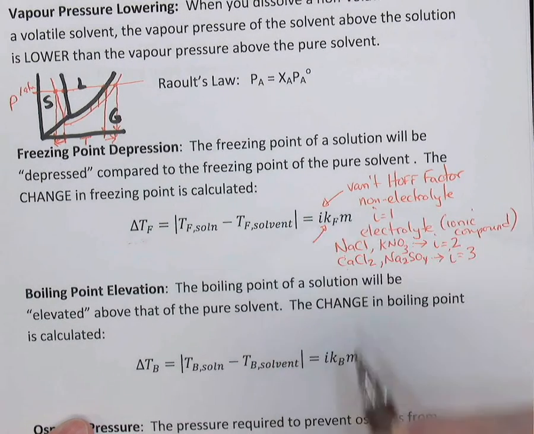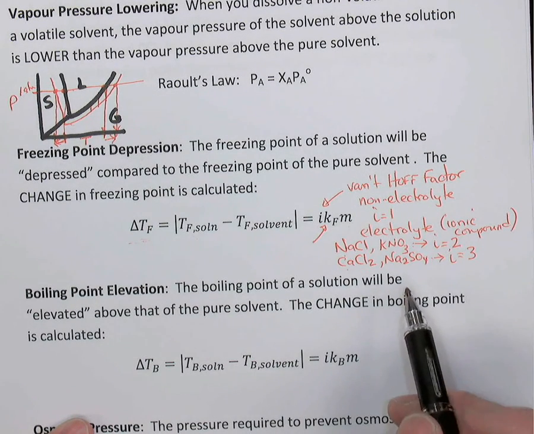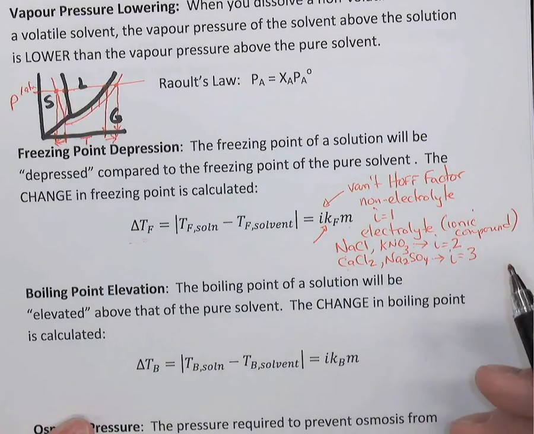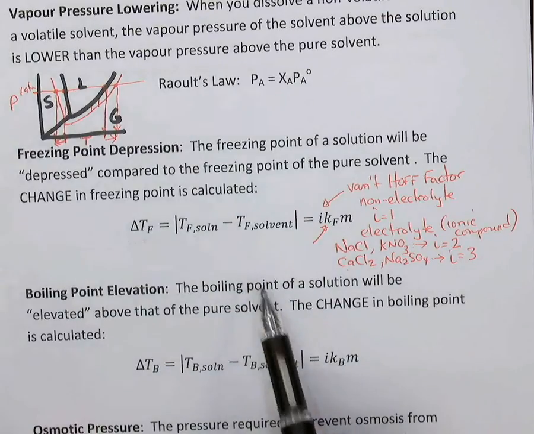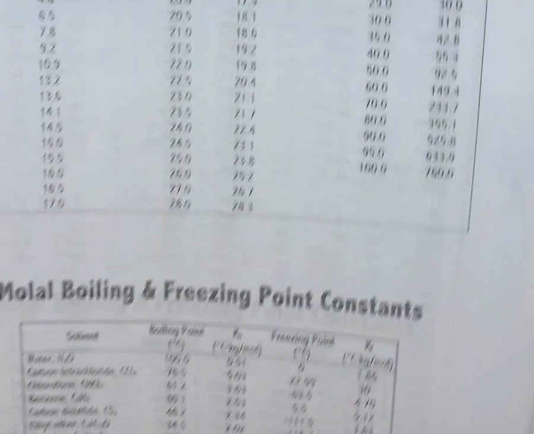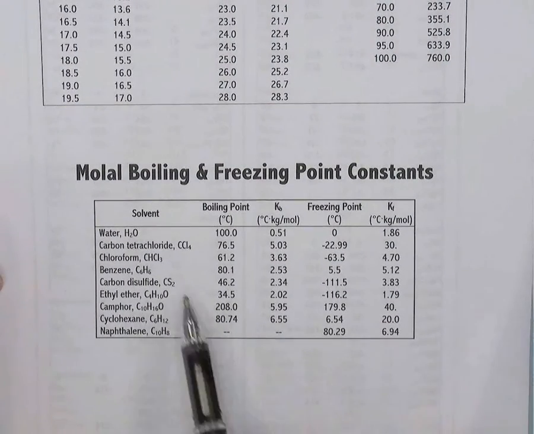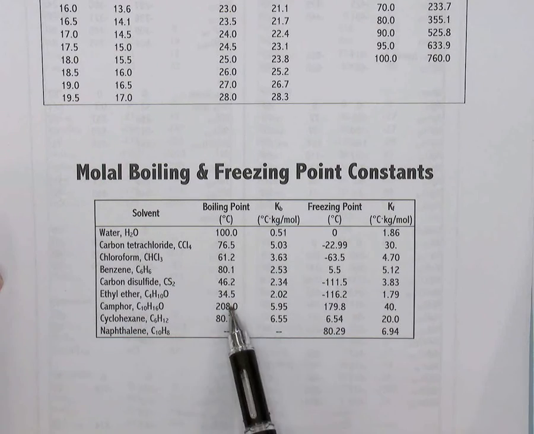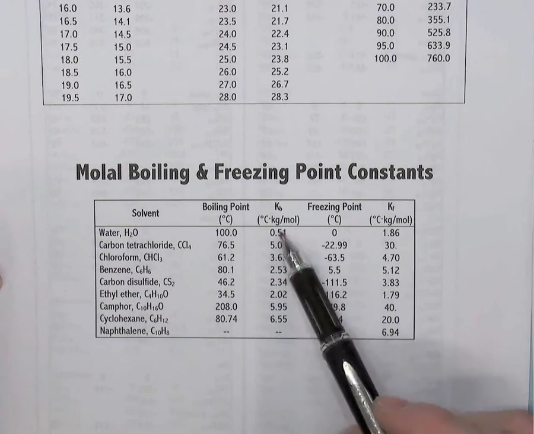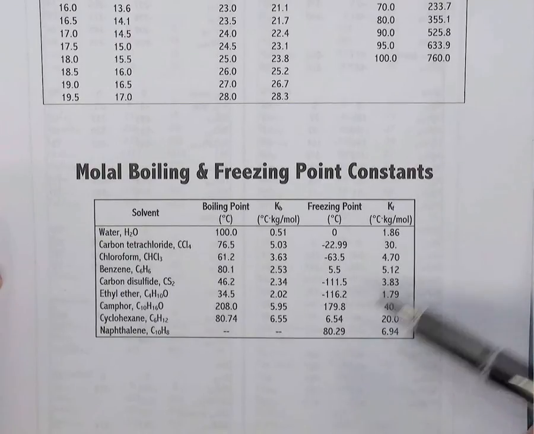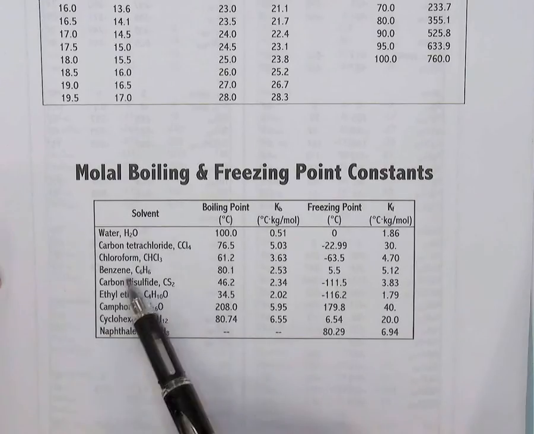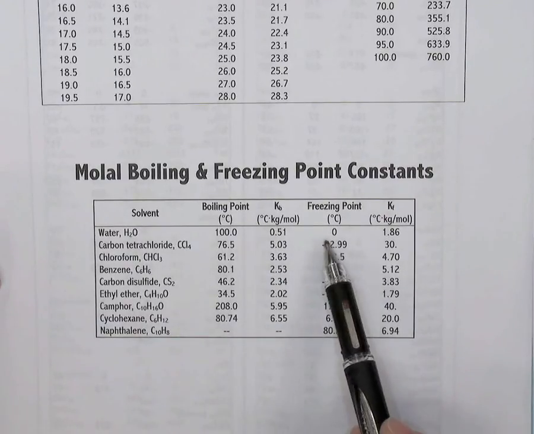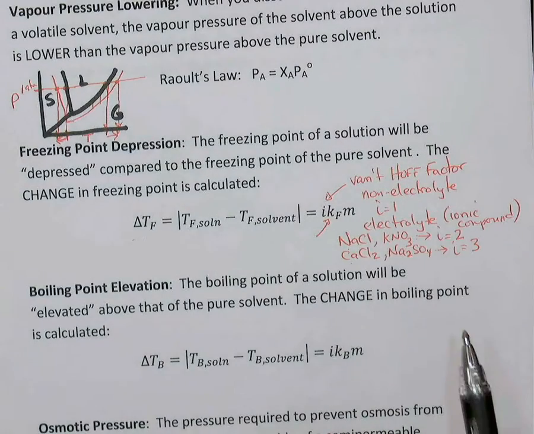The Kf is called the freezing point depression constant, technically the molal freezing point depression constant. It's based on the solvent. So every solvent has a different constant, and you would look those up in a data booklet, or it would be given in a question. I've got our data booklet that we use in class, and here's a table of solvents, their boiling points, their Kb values, that's for boiling point elevation, their freezing points, and their Kf values, their freezing point depression constants.